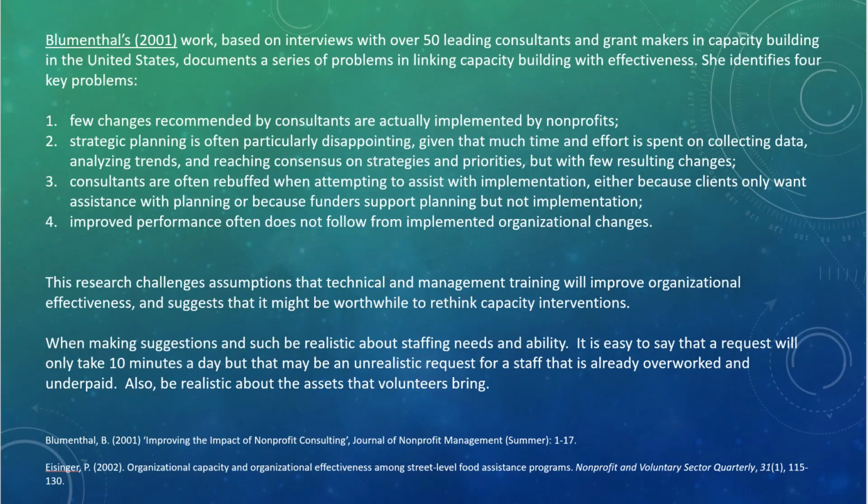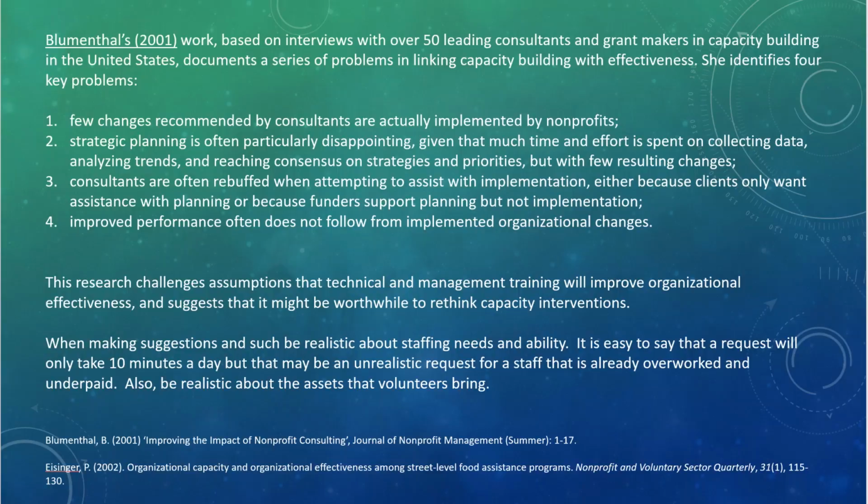Another researcher, also looking at whether or not capacity building and strategic planning actually had any impact on nonprofits, interviewed 50 leading consultants and grant makers in capacity building in a certain region in the United States, and she documented a lot of problems, but there were 4 main ones that stuck out. Number 1, few changes recommended by consultants were actually implemented by nonprofits. A lot of times nonprofits will get a consultant to come in and help them with their strategic planning, but none of this is actually implemented.